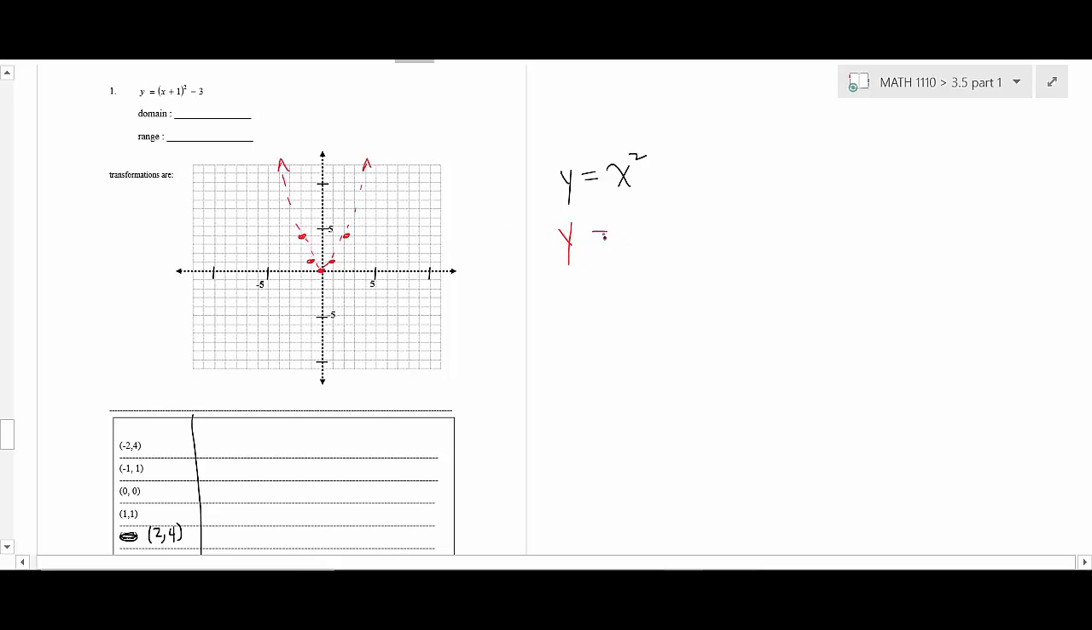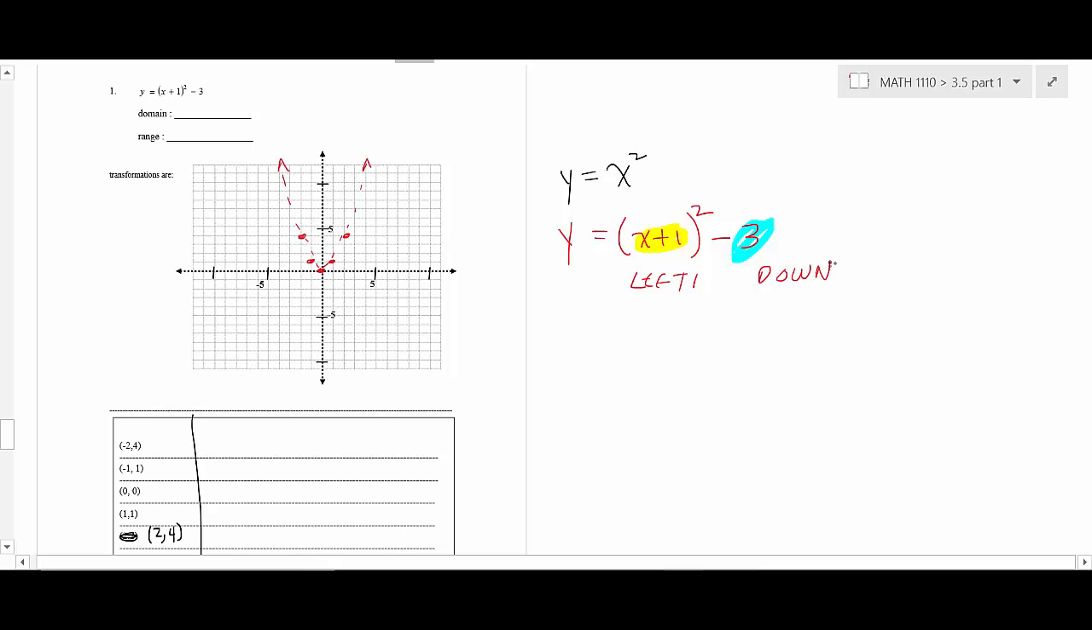So what do we have? We have y equals (x plus 1) squared minus 3. Okay, so let's see if we're on top of our transformations. Tell me what the x plus 1 does. Is it left 1? Left 1, good. Okay, so that's left 1. Okay, tell me what the minus 3 does. Down 3. Okay, good, down 3.